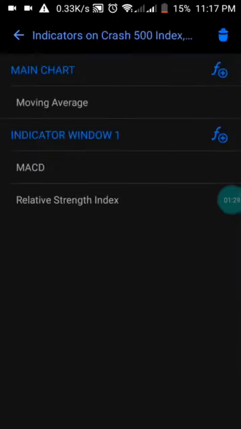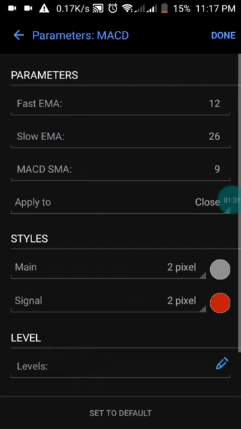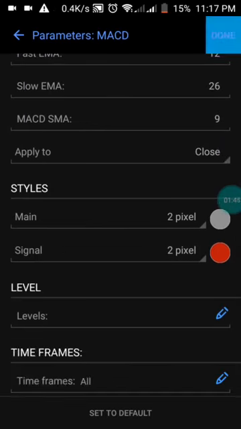Then you have your indicator window one. We have the MACD. We have the fast one to be 12. We have the slow to be 26. We have the SMA to be 9. We have apply to close. We have our main and our signal to be in red. And you see that you can also press done.